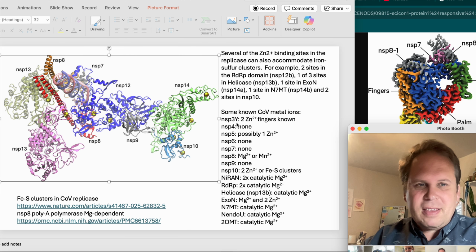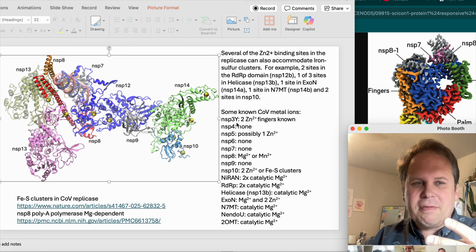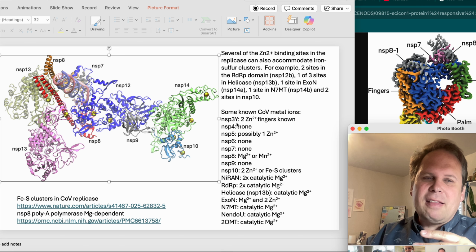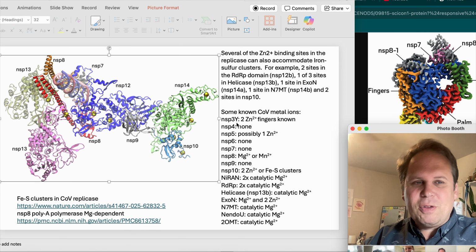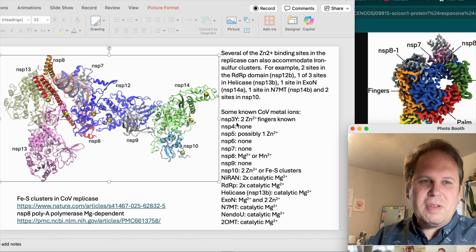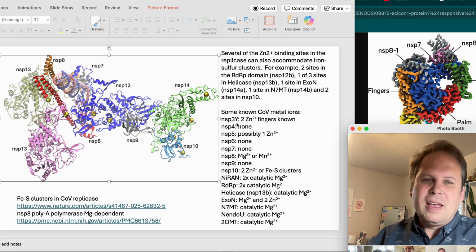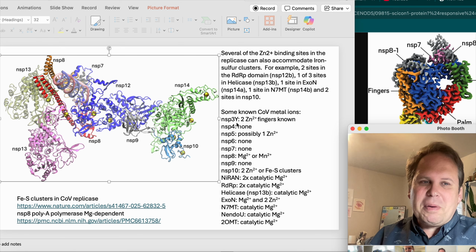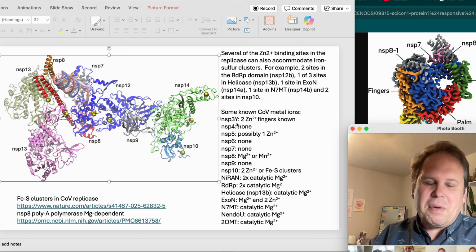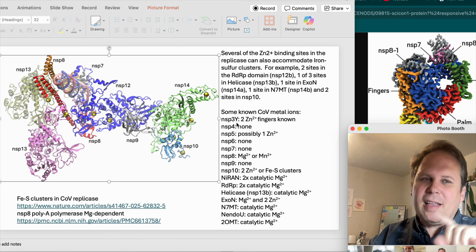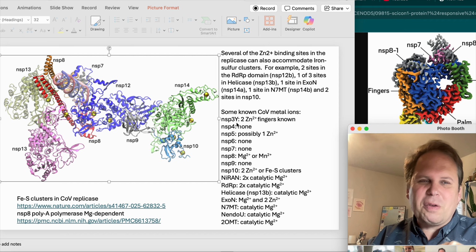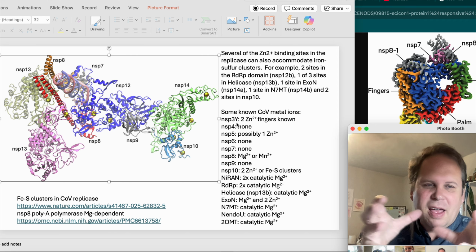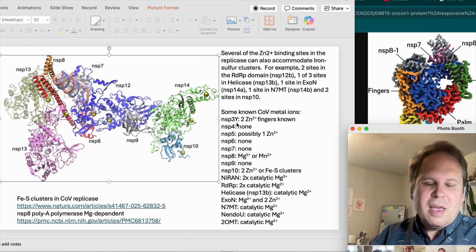NSP3Y domain has not yet been solved, but we know there are two zinc finger motifs in there. And from personal experience, I know that if you try to alter those, like mutate those, you get a dead virus. So they're important in some way, but we can't say exactly how. There's a structure that doesn't show the metal ions that shows roughly where they are, and they're down right by the plug of the DMV pore.